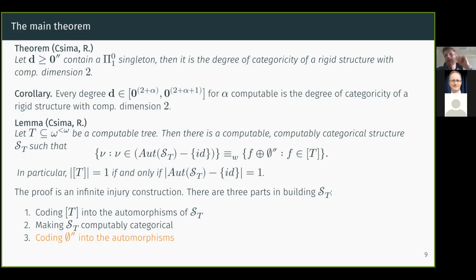So I want to talk a little bit about this proof. The proof is an infinite injury construction, and there are three parts. First is coding the paths through the tree into the automorphisms of the structure. The second part is making the structure computably categorical. This is basically all the same as in Dan Turetsky's construction. And the third part is coding zero double jump into these automorphisms, which is the new part.